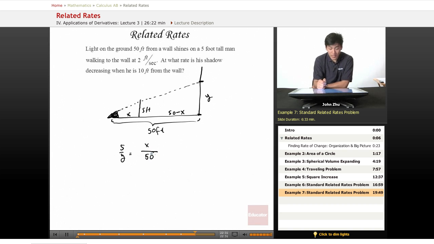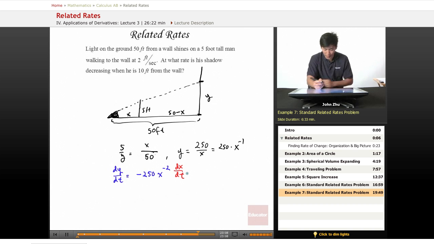So we have now an expression for x and y. Well, we know that y just equals 250 over x, which is 250 times x to the negative 1. So the change in y, dy dt, is going to be negative 250 x to the negative 2 dx dt.